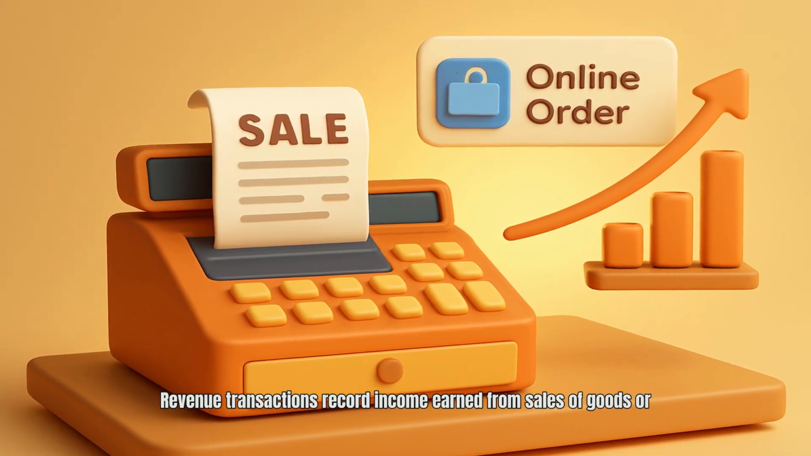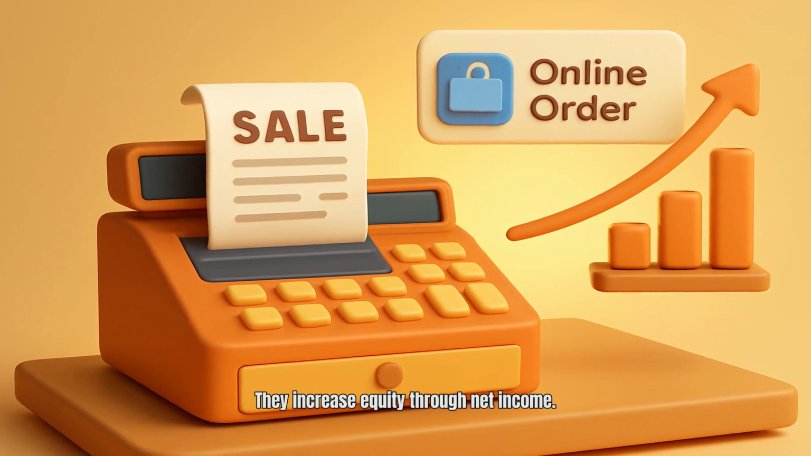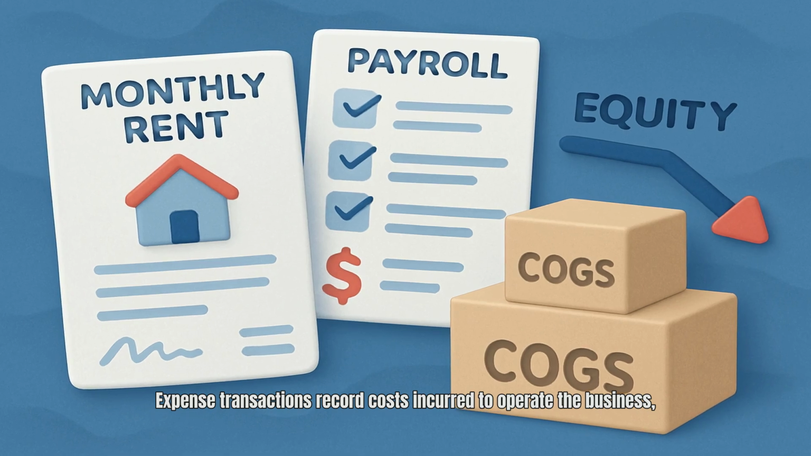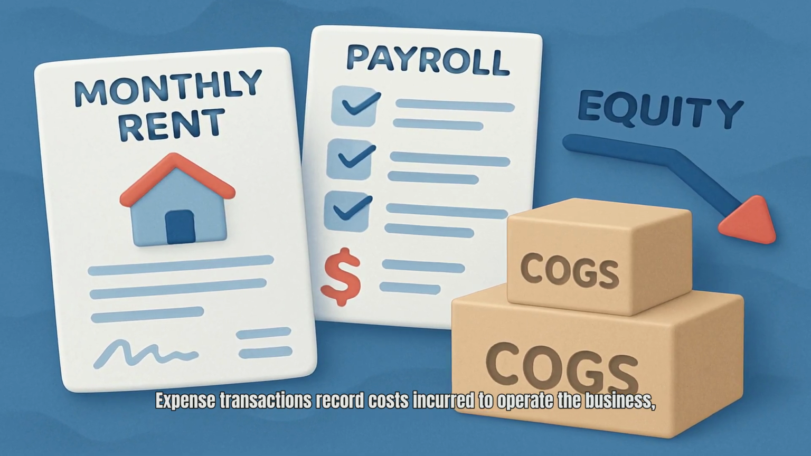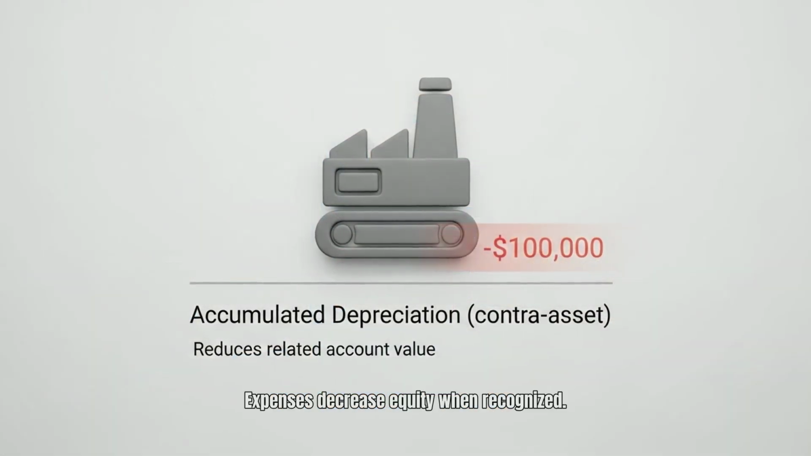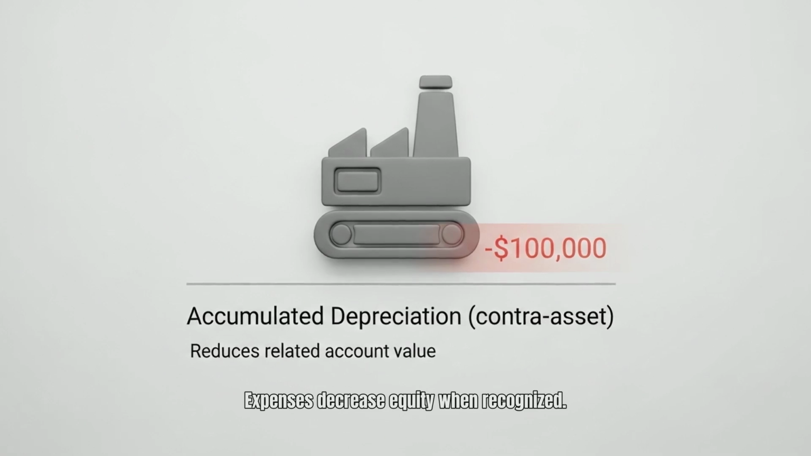Revenue transactions record income earned from sales of goods or services. They increase equity through net income. Expense transactions record costs incurred to operate the business, such as rent, utilities, wages, and cost of goods sold. Expenses decrease equity when recognized.